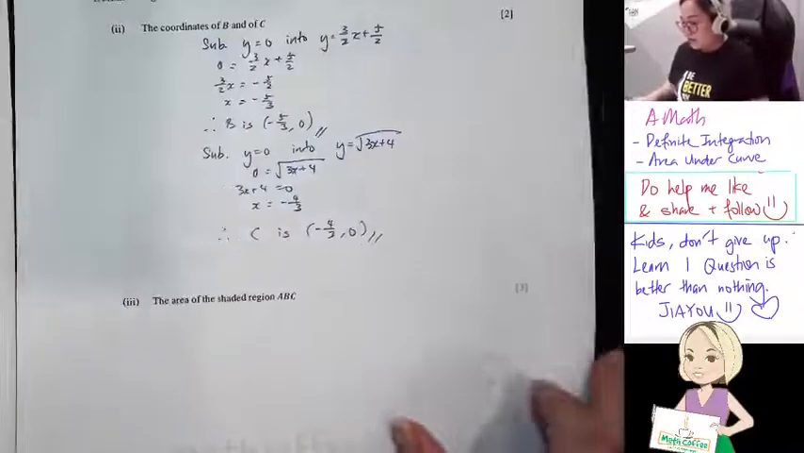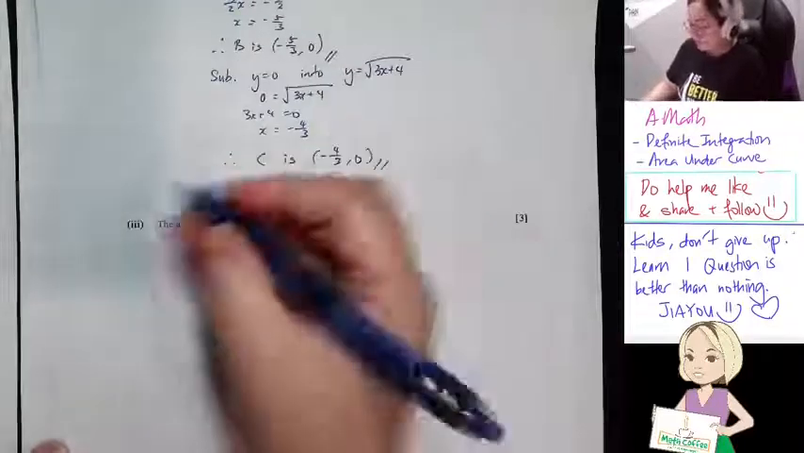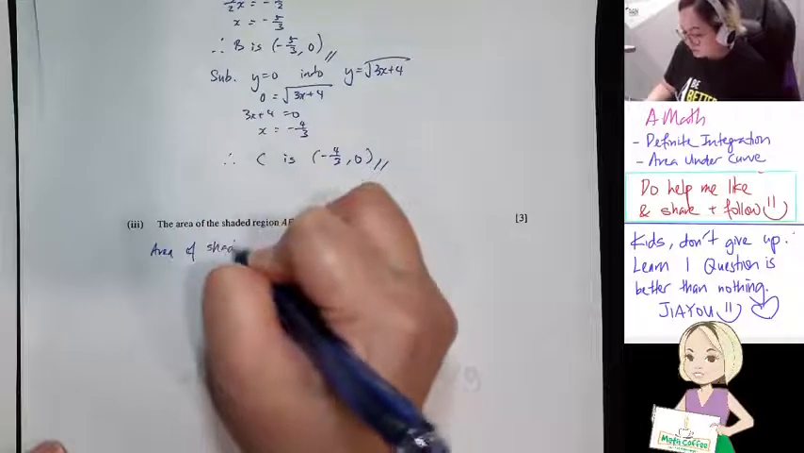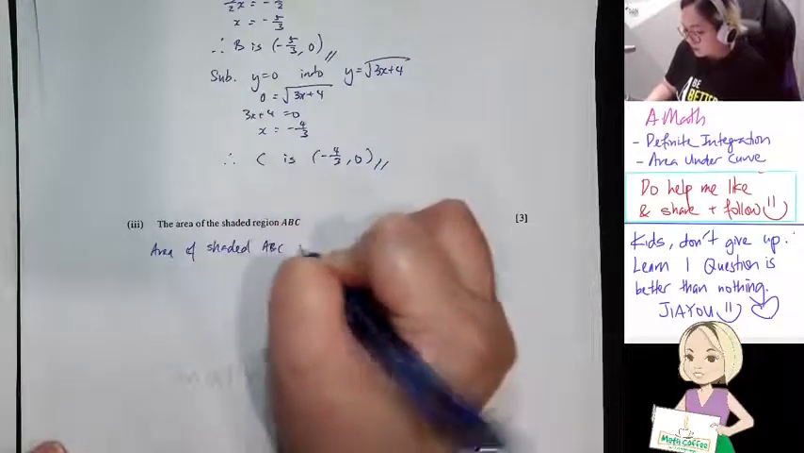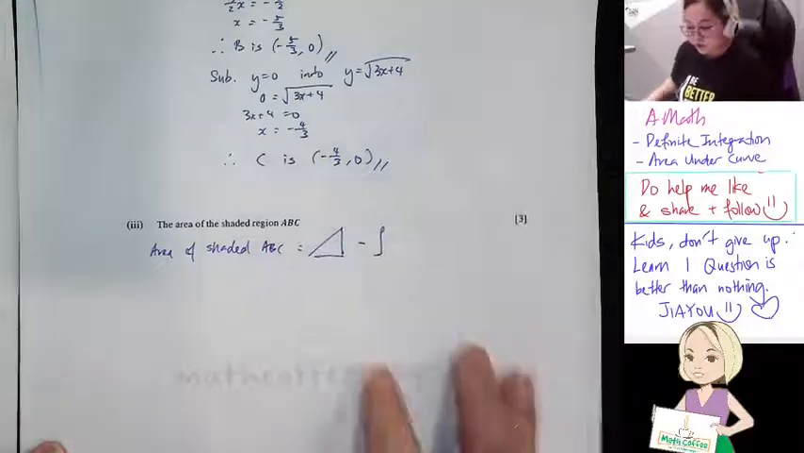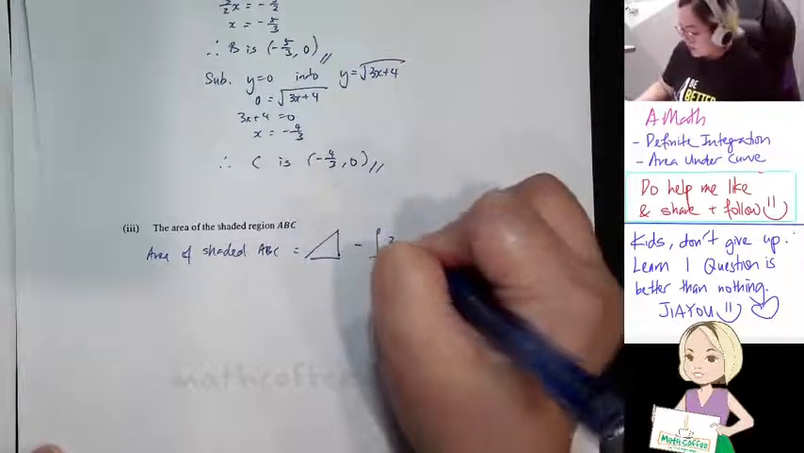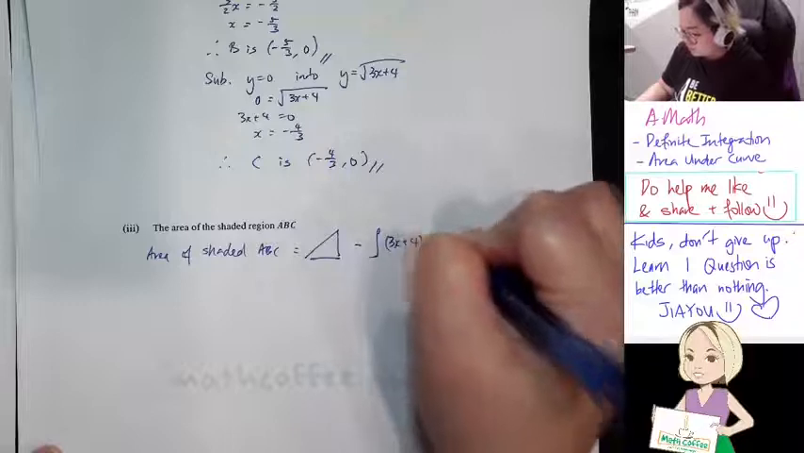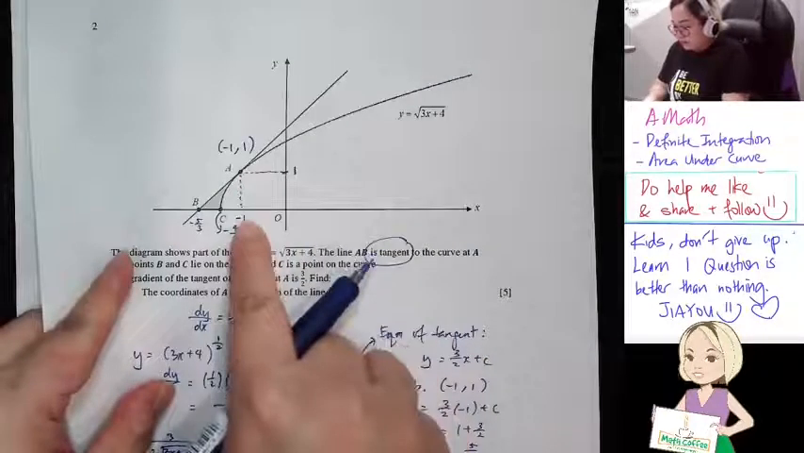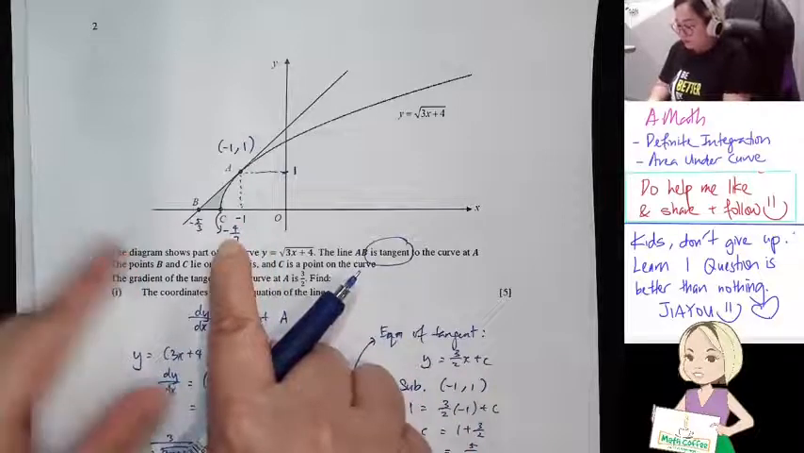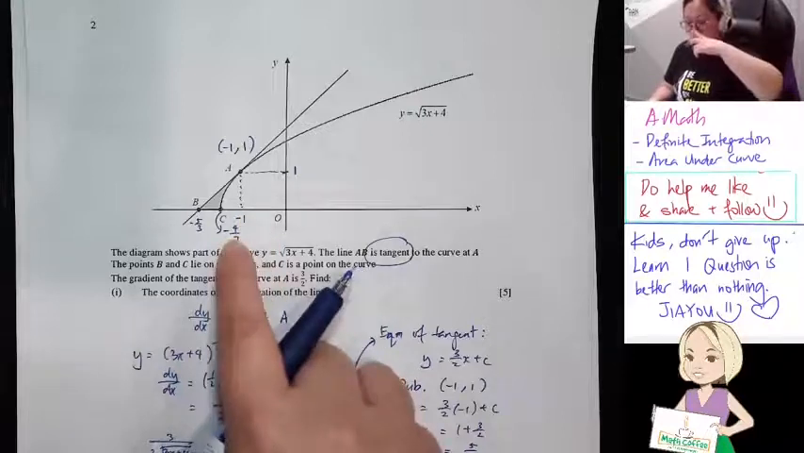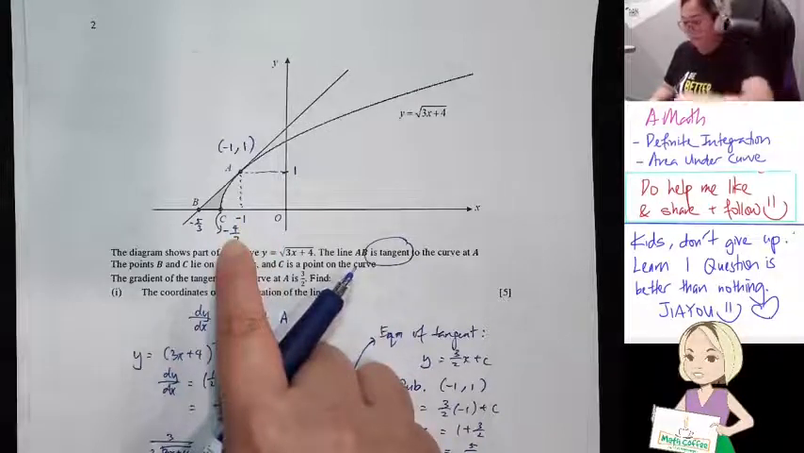So in this case, area of shaded ABC is equals to the triangle minus integration of the 3x plus 4, and I'm going to sweep from -1 to -4/3. Okay, you always sweep from big to small, big number to small number.